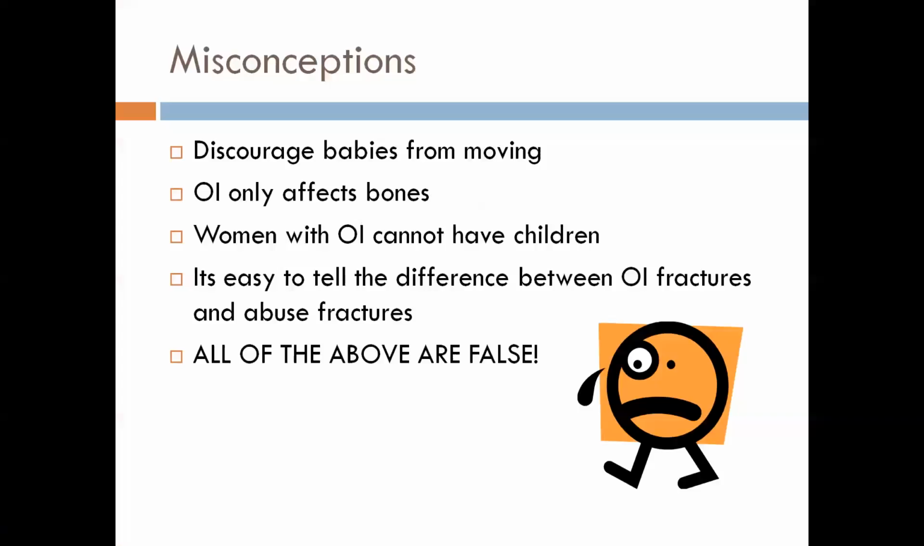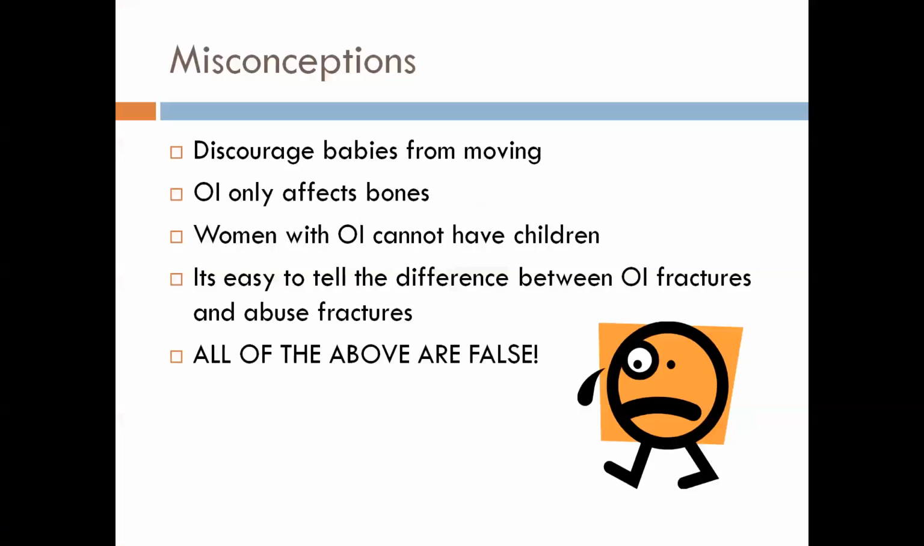Right there we see OI only affects bones. That's another misconception. It doesn't just affect bones. It affects joints, it affects hearing, it affects teeth, respiratory problems can occur, bruising occurs, muscles are affected. All of those things are affected, so it's not just bones.